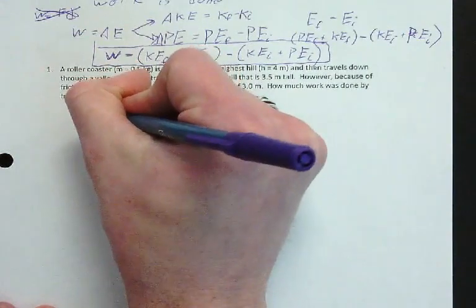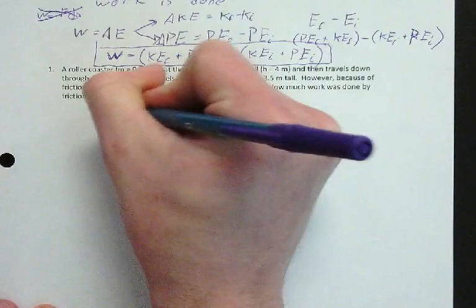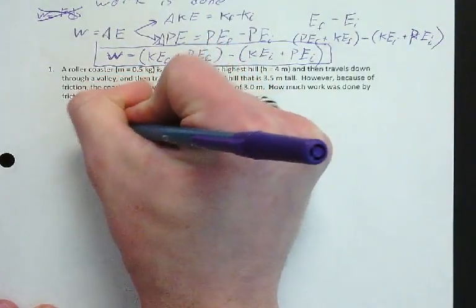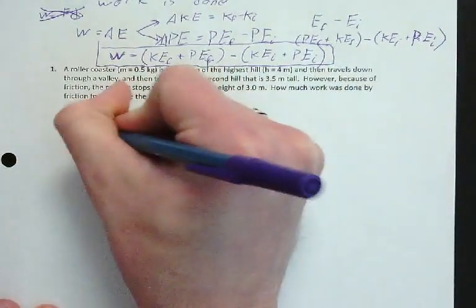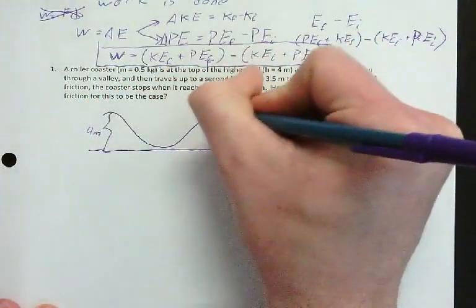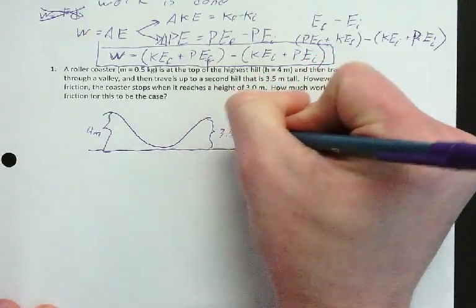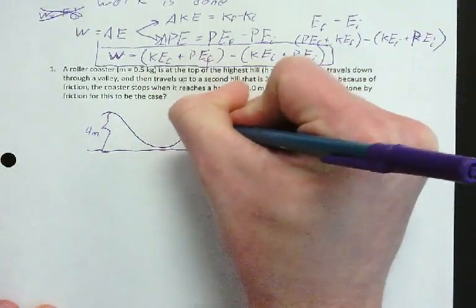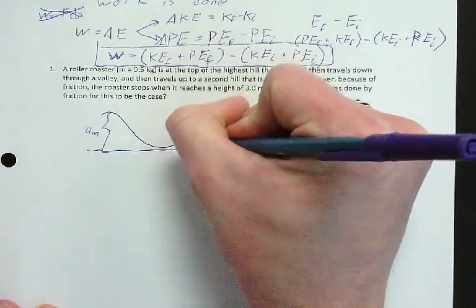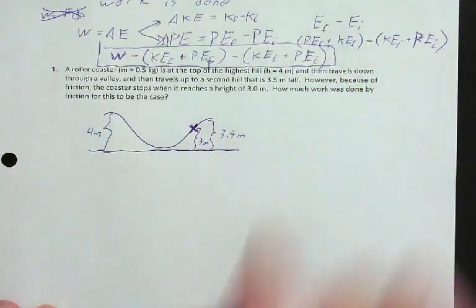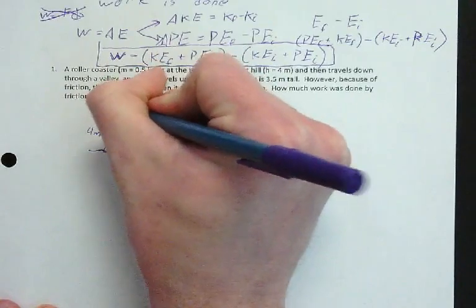So, same basic premise here. Start up there, end up here. We start at a height that's 4 meters above the ground. The second hill is 3.5 meters above the ground, but it says I don't get that far. It says I only get to 3 meters. So, last thing I can put on there is the cart, 0.5.